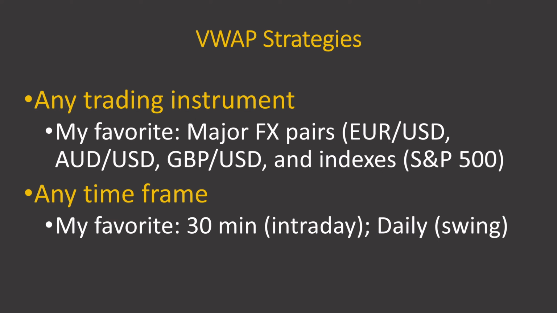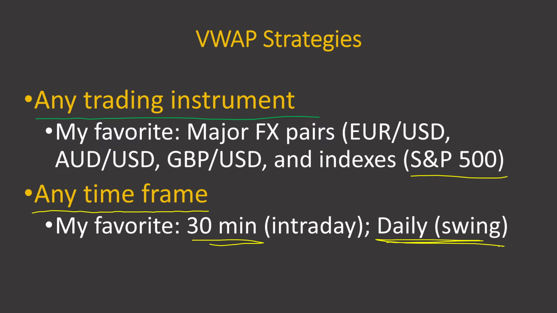Now, in the next part, I'll explain my VWAP trading strategies. You can use that with any trading instrument. My favorites are major forex pairs, like the euro dollar or Australian dollar US dollar or the British pound US dollar, and indices. My favorite is S&P 500, but you can use it for any trading instrument you like, and also you can use the strategies for any time frame. My favorite for intraday trading is 30-minute time frame, and for swing trading or long-term position trading, that's the daily time frame. But if, for example, you are a scalper or an intraday trader trading with 1-minute time frame or 5-minute time frame, that's completely fine. VWAP is universal, so you can use it on any time frame and on any trading instrument.